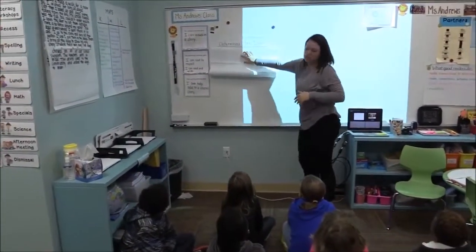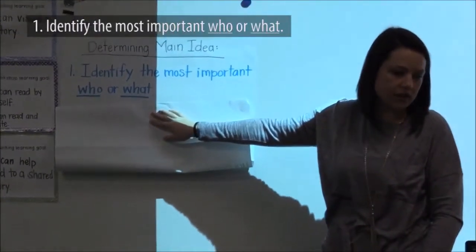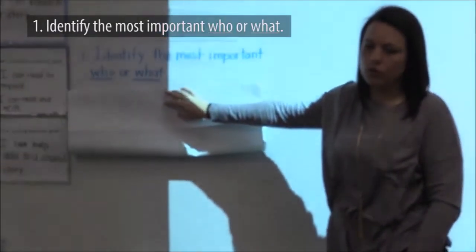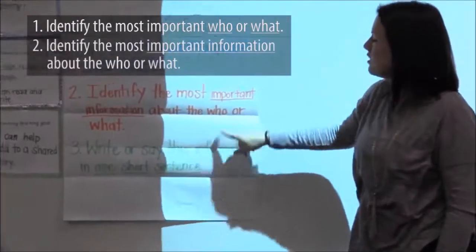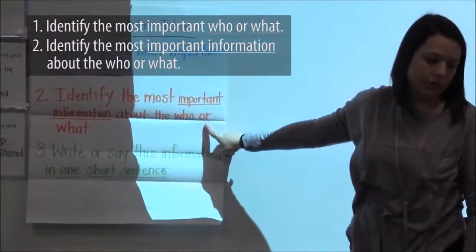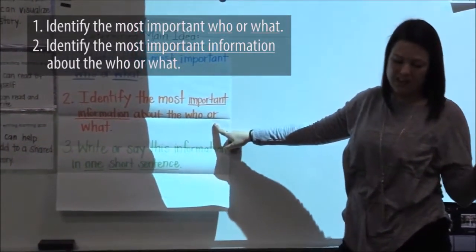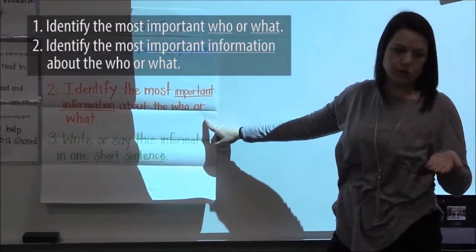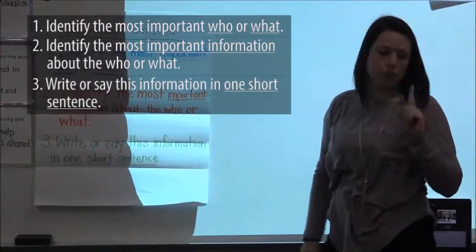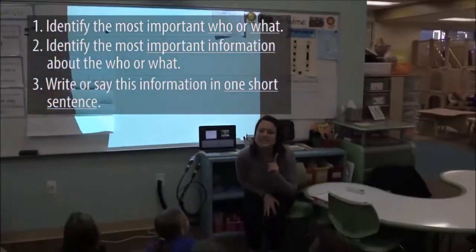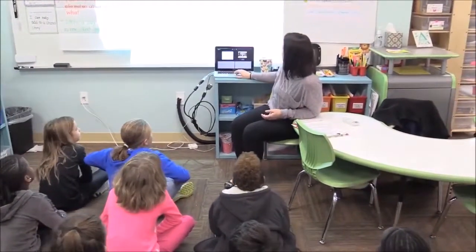First step to determining the main idea is to identify the most important who or what in that photo or story. Who or what is it mostly about? Step number 2 is to identify the most important information about the who or what. So we found who or what the story or photo is mostly about. Now we need to know the information about that who or what. And step number 3 is to write or say that information in 1 short sentence. We're going to try and say it in 10 words or less. So we're going to practice today using a photo.